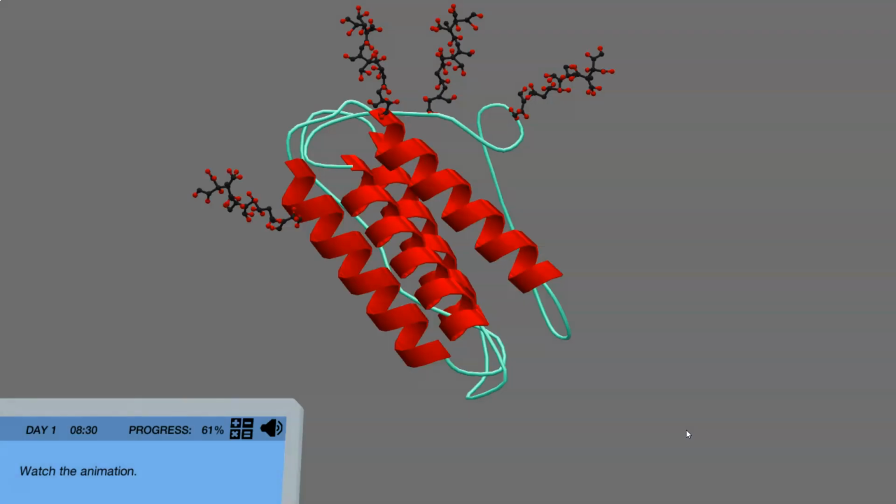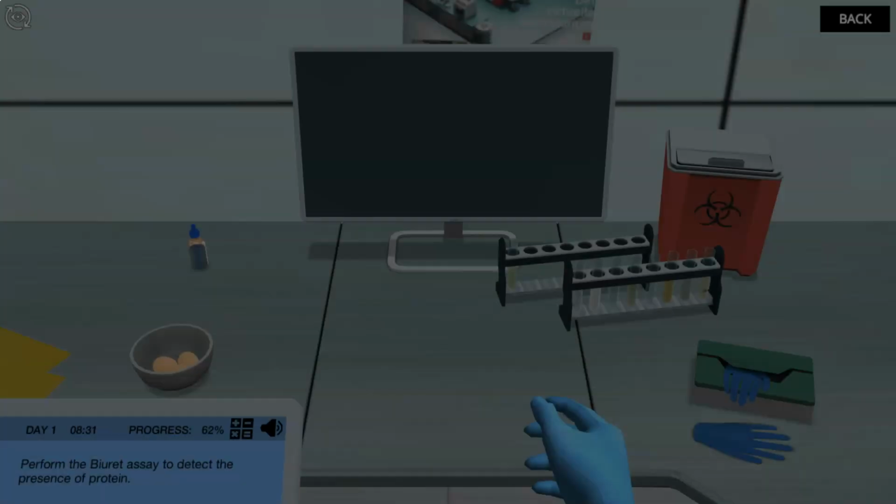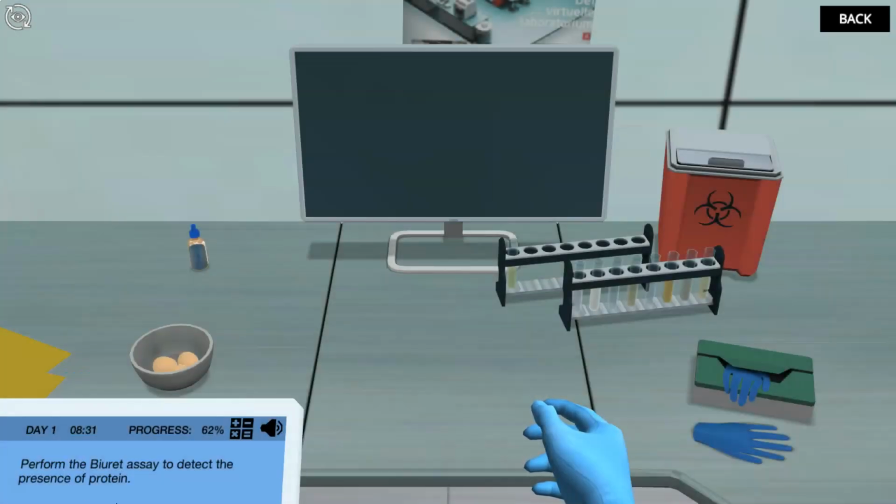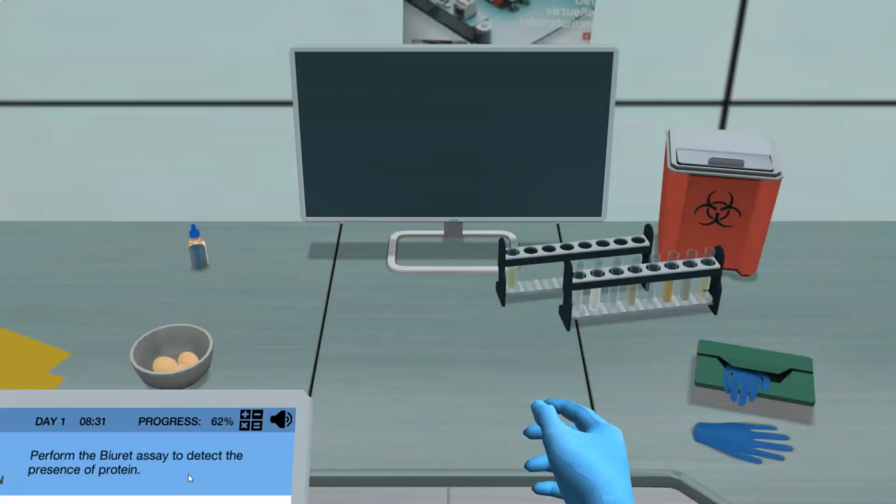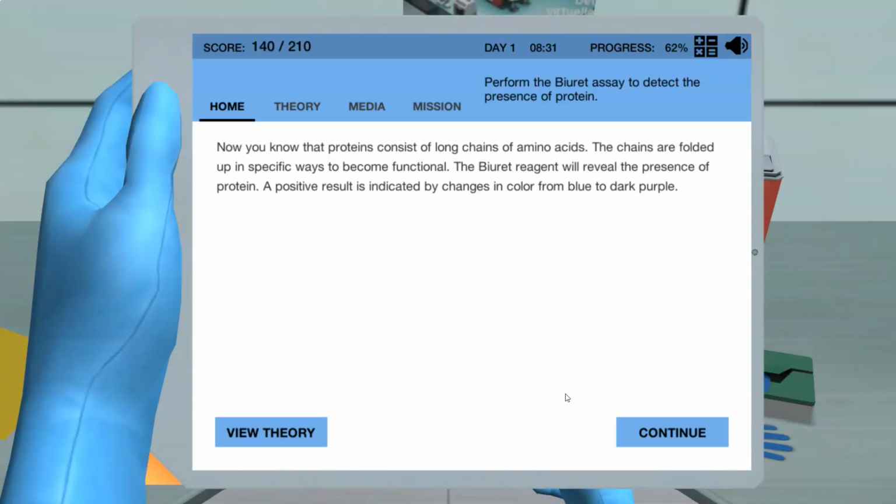Proteins are modified in many ways after translation. Here, you can observe a protein that undergoes post-translational modification, called glycosylation, before it can be considered biologically active. Glycosylation is the addition of sugars. Now you know that proteins consist of long chains of amino acids. The chains are folded up in specific ways to become functional.